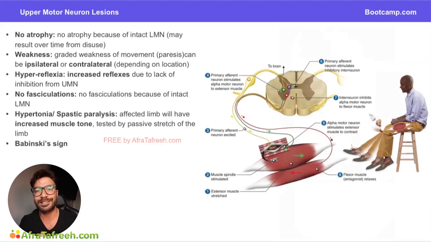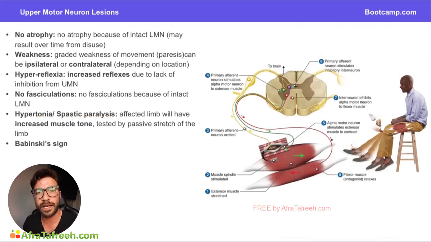Now we're also going to see spastic paralysis and hypertonia, and in the affected limb, you're going to see increased muscle tone, and this is tested through the passive stretch test. So let's say we're looking at the upper limb and we have an upper motor neuron lesion for the lower motor neuron which is controlling this limb. When I try to passively stretch the limb, because I have increased muscle tone and hypertonia, it's going to be hard for me to passively stretch this limb. So you're going to see very rigid, jagged movements due to that hypertonia.